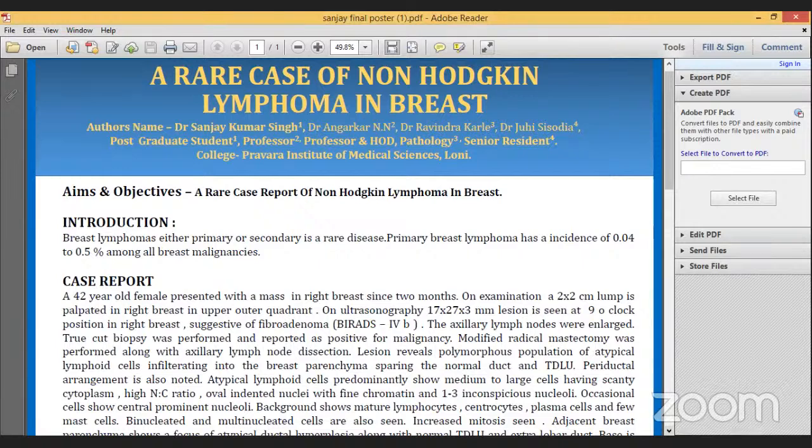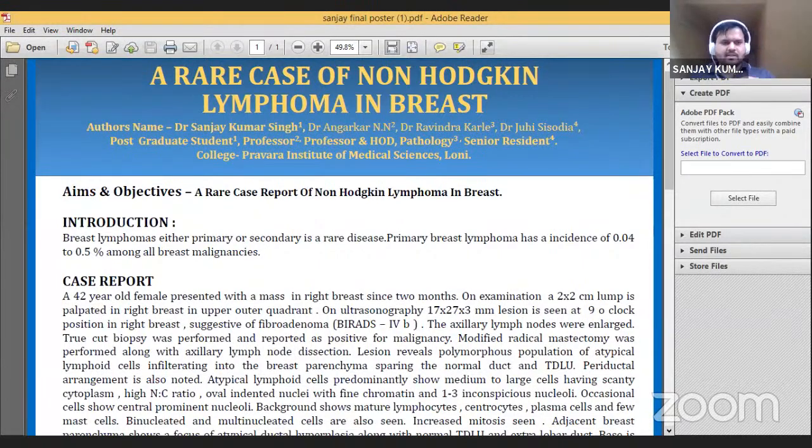Please continue. Yes, ma'am. It is a case report of a 48-year-old female who presented with a mass in the right breast since 2 months. On examination, a 2 by 2 centimeter lump is palpated in the right breast in the upper outer quadrant. On USG, a 17 by 27 by 3 mm lesion is seen at the 9 o'clock position in the right breast, suggestive of fibroadenoma, BI-RADS 4B. The axillary lymph nodes were enlarged. Trucut biopsy was performed and reported as positive for malignancy. Modified radical mastectomy was performed along with axillary lymph node dissection.